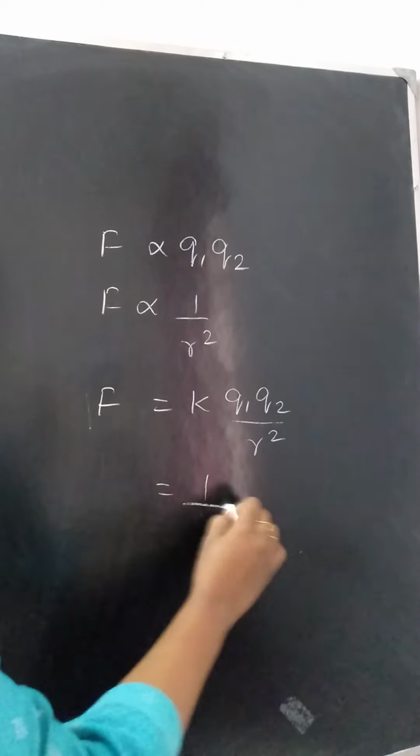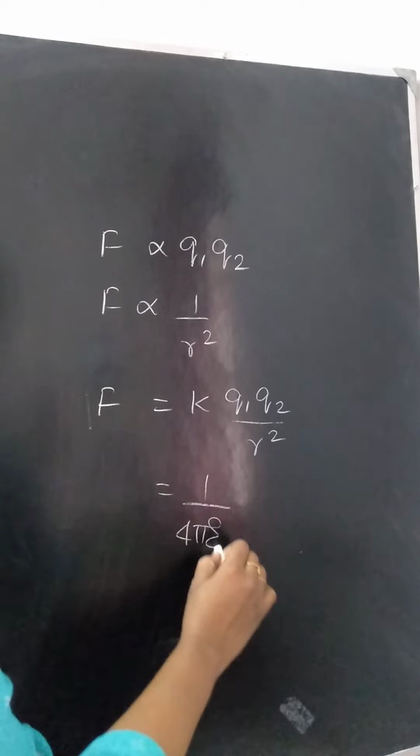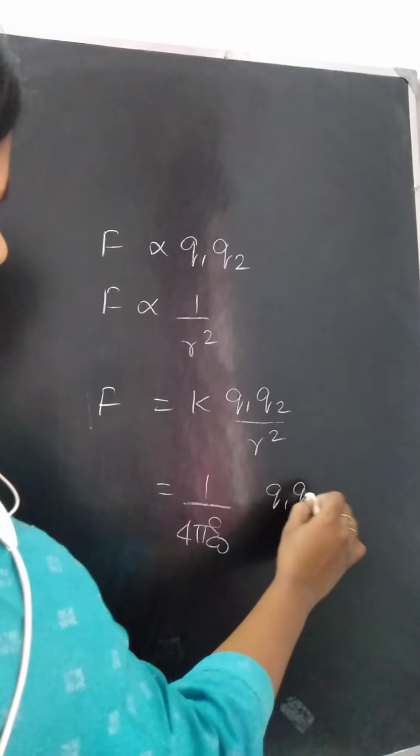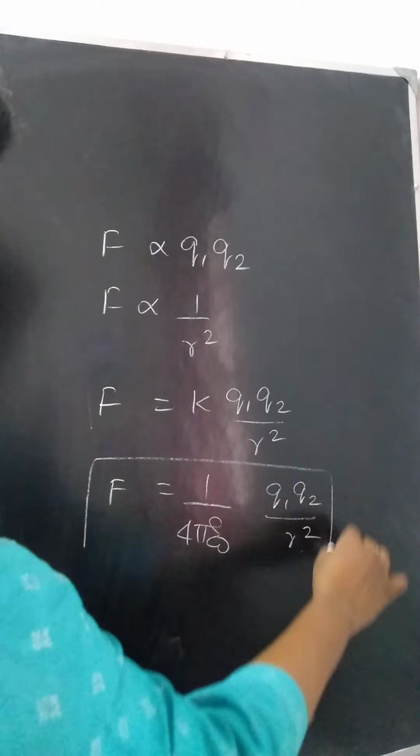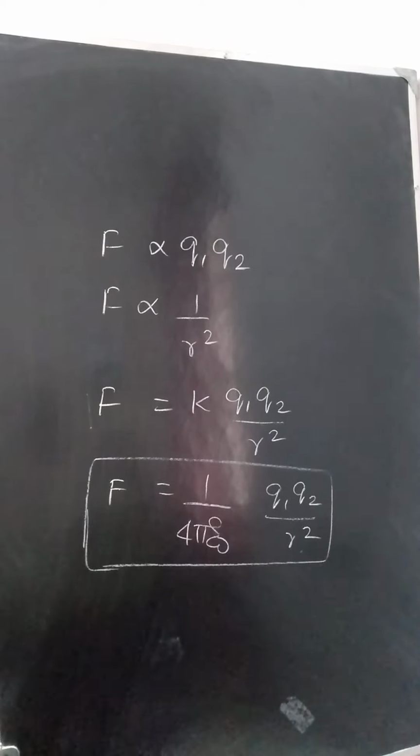The K value can be replaced by 1 by 4 pi epsilon naught, so F is equal to 1 by 4 pi epsilon naught Q1 Q2 divided by R square. This is the force between the two charges, right? Remember this value.